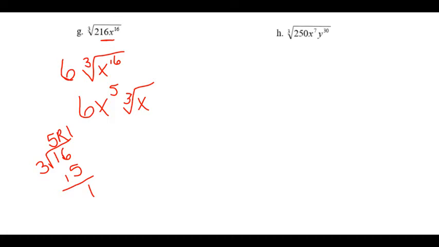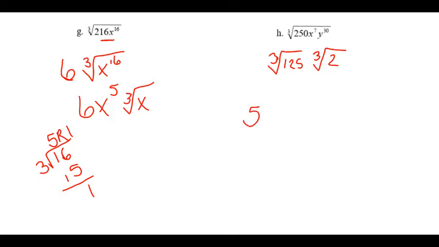All right, now h, a little bit more difficult, only because 250, it's not a perfect cube. So I have to break it down. And again, look at your perfect cubes. You have 1, 8, 27, 64, 125, and see which of those go into 250. And I happen to know that we could do 125 times 2 to get 250. So I'm going to break it down into the cubed root of 125 times the cubed root of 2. The cubed root of 125 is 5.